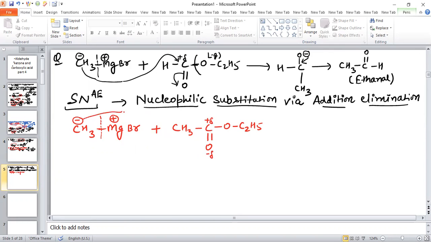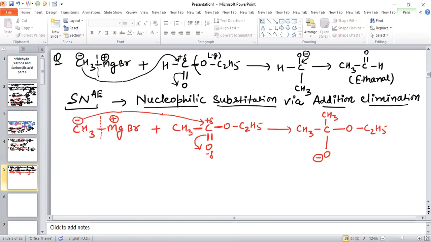Now this CH3 minus will attack on this carbon. So 5 bonds are formed. This is 1, this is 2, this is 3, and this is 4. So 5 bonds are formed. Therefore, this pi electron will shift onto the oxygen atom. So you can see in this case this carbon having the CH3 group attached, and this oxygen atom having negative charge, and this group will remain the same as it is.